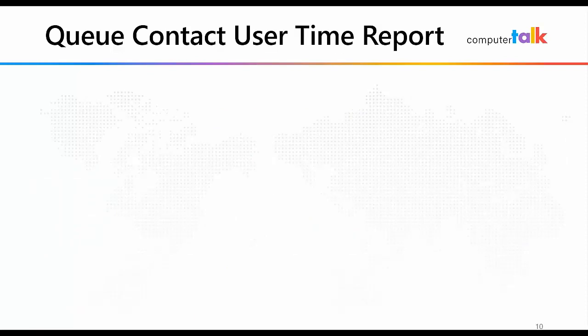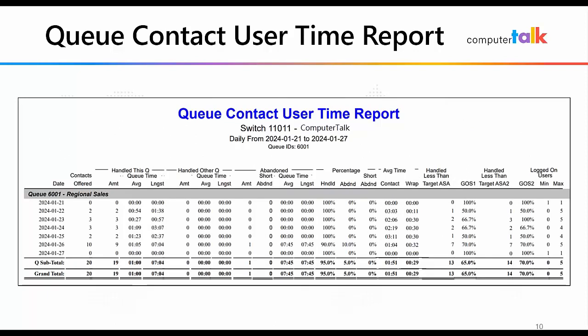Next, we have the queue contact user time report. The queue contact user time report is similar to the queue contact time report, but it doesn't show you any contacts who have been removed from queue. It will show you, though, the average on-call time per queue. The average time on contact is how long the user spent on contacts from queue, and then the wrap-up column is the average amount of time that user spent in the wrap-up state after getting a contact from queue.